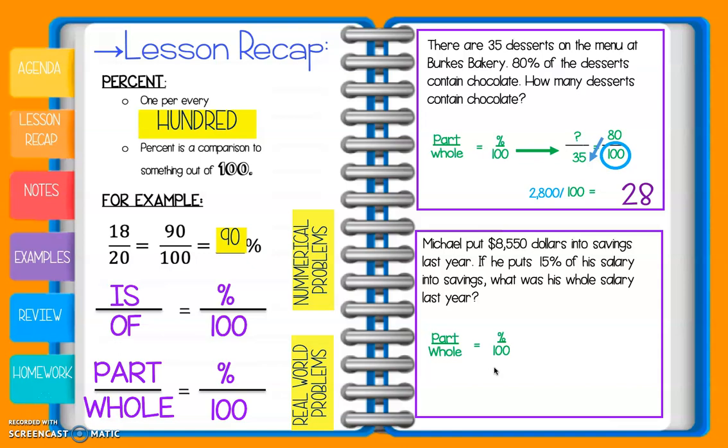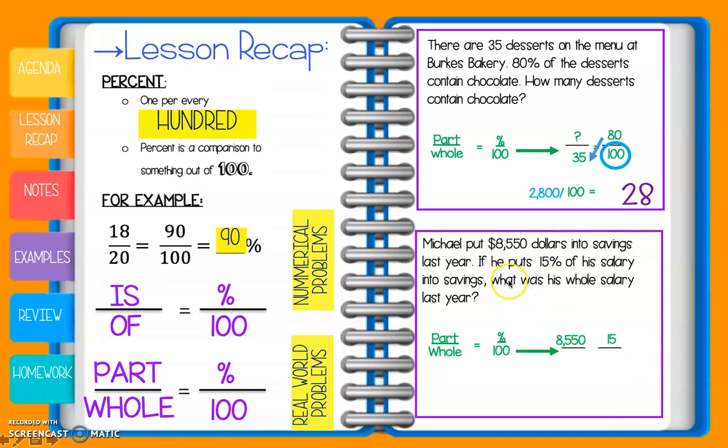Okay. So now we're going to set it up. We're going to pick out the pieces that we know. We know that this spot down here is always 100 because percent is always out of 100. We also know that 15 is our percent, so we're going to put it in the percent spot. Okay. Now we have to ask ourselves, is 8,550 part of his salary, or is it the whole thing? 8,550 is just how much he puts into savings. So that is just a part of his salary. We don't put every single penny we make into savings. That's a part of the money we make.